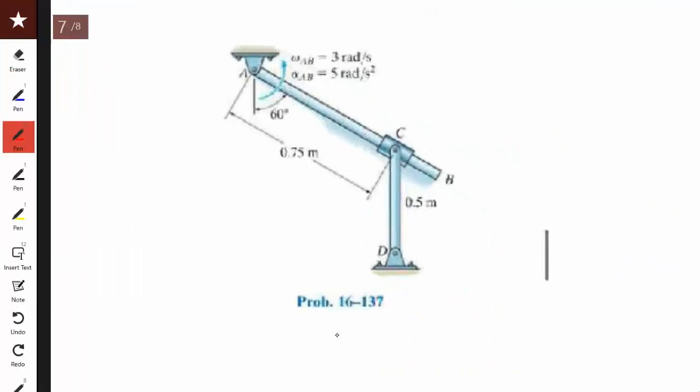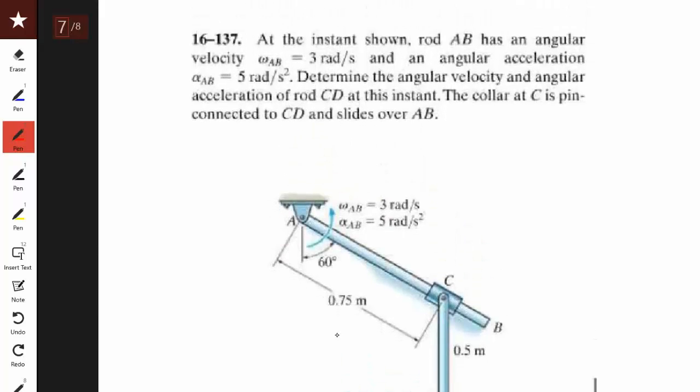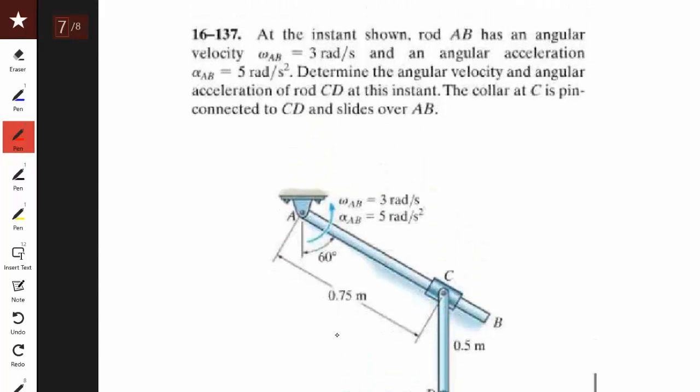Okay, this was the second problem that I was asked in class to do. So I'll read it off. At this instance shown, rod AB has an angular velocity of 3 and an angular acceleration of 5. Determine the angular velocity and angular acceleration of CD at this instant.